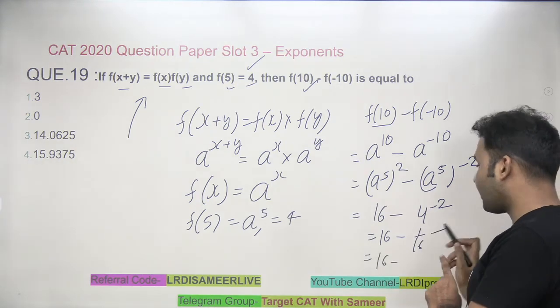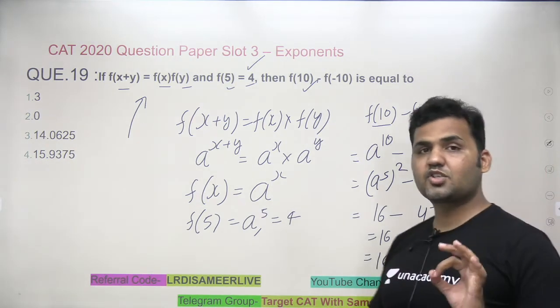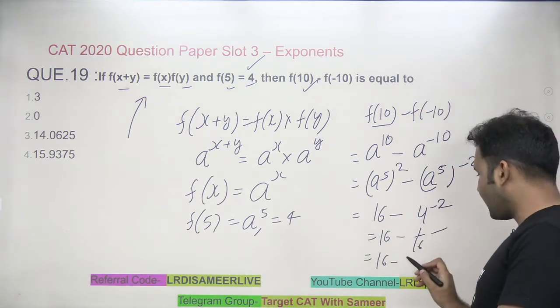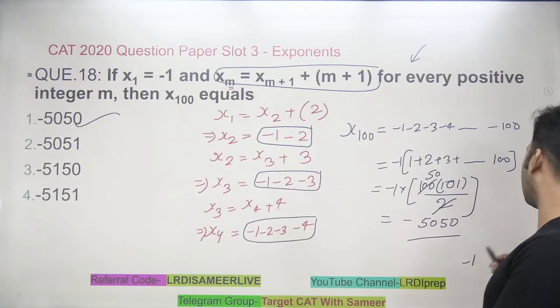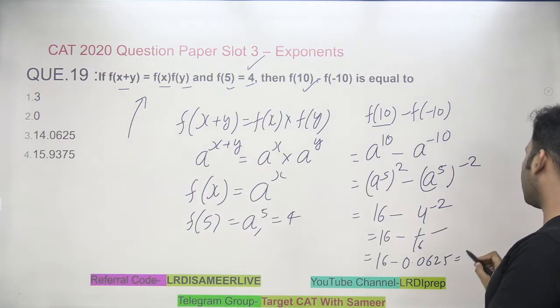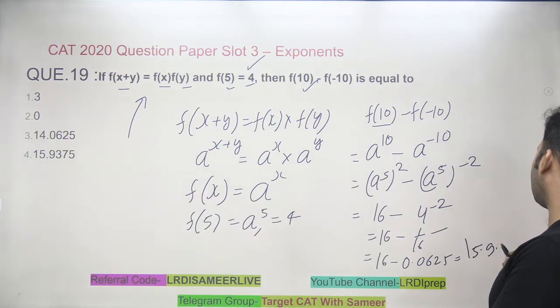Now, if you know the fraction of 1 by 16, 1 by 16 is 6.25%. In terms of fraction, it would be 0.0625. Subtract this, you'll get the answer as 15.9375.